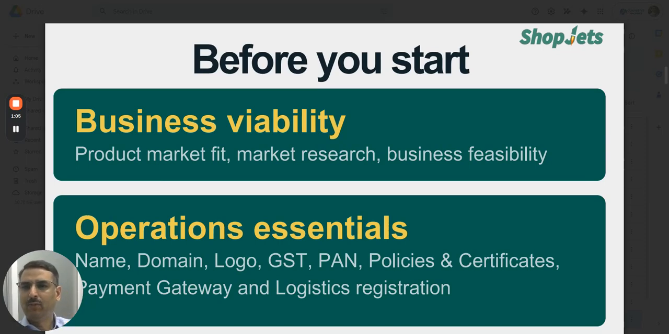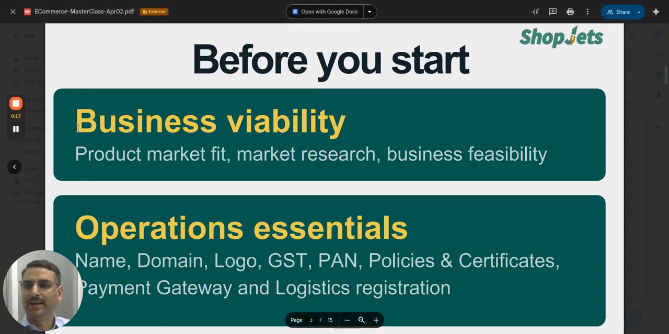I'll tell where to buy and what are the good vendors over the video. You need a logo because this is a digital footprint. You need to have GST, PAN. These are required for the payment gateways and logistics gateways that are going to integrate with your business. You need to have clearly set policies and certificates for the return policy, or cash on delivery policy. And the two most important things after that will be the payment gateway and logistics registration. These are third party vendors that will help businesses sell online. So this is what we need to start with before we embark on establishing your D2C brand.